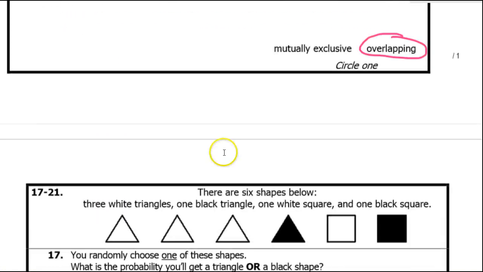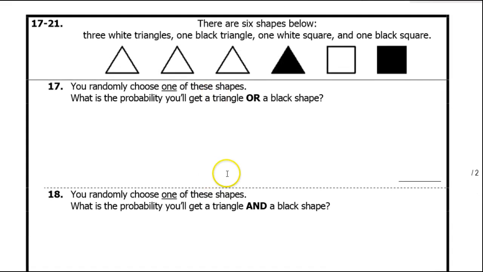Okay, moving on. There are 6 shapes below. 3 white triangles, 1 black triangle, 1 white square, and 1 black square. Okay, great. You randomly choose one of these shapes. What is the probability that you'll get a triangle or a black shape? As soon as they say probability, you know we're doing target over total. So the total is going to be 6 because there's 6 shapes.